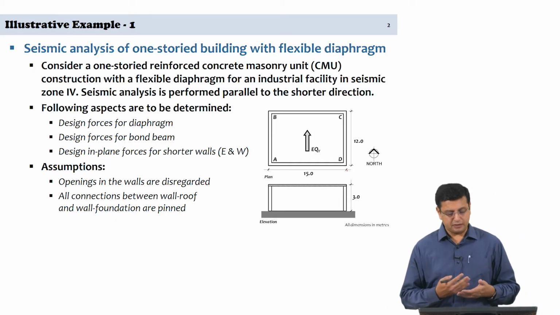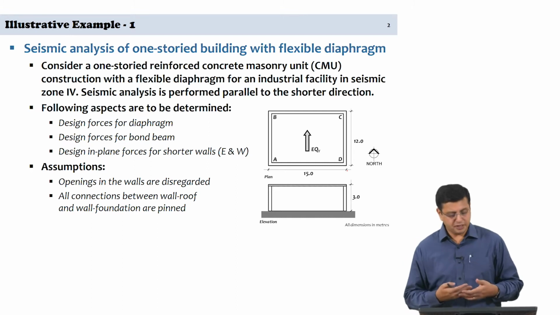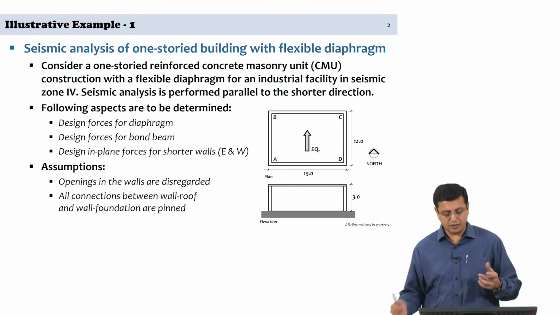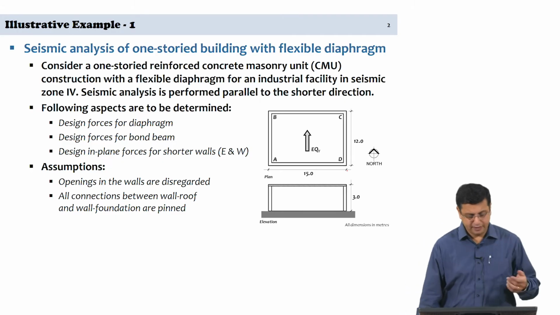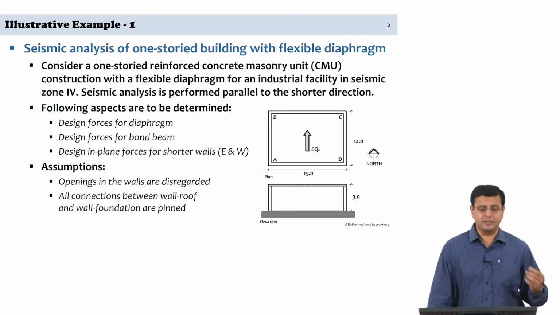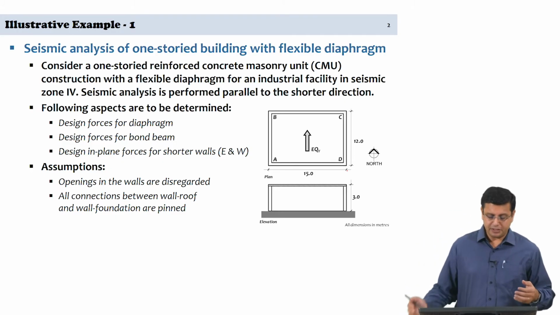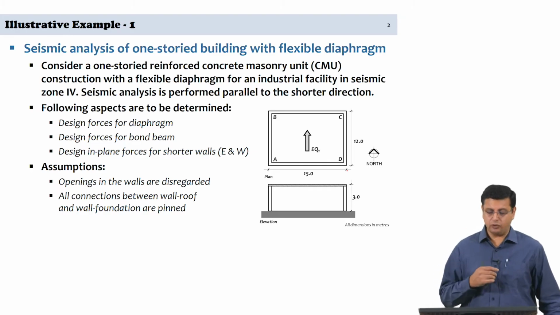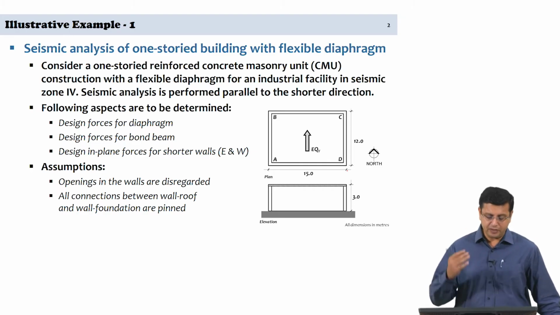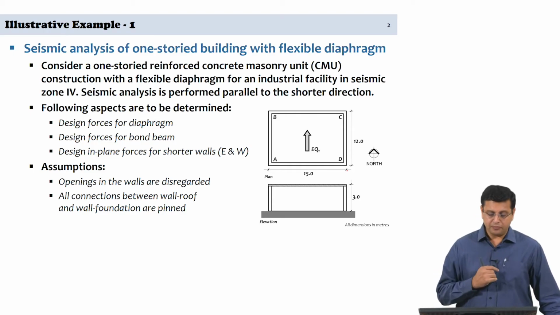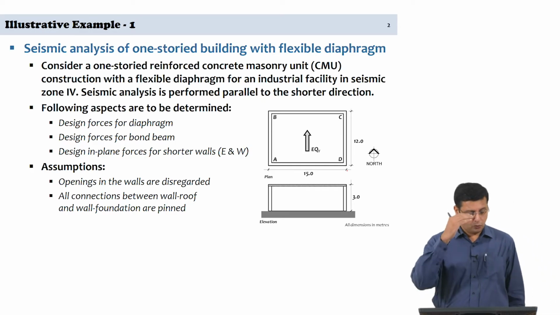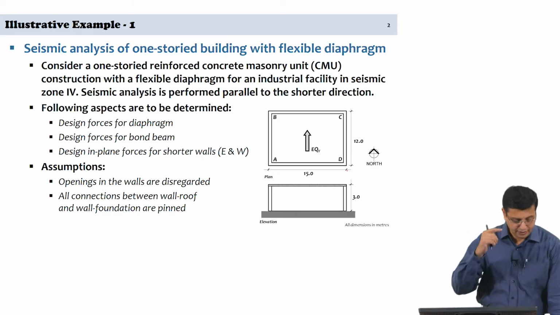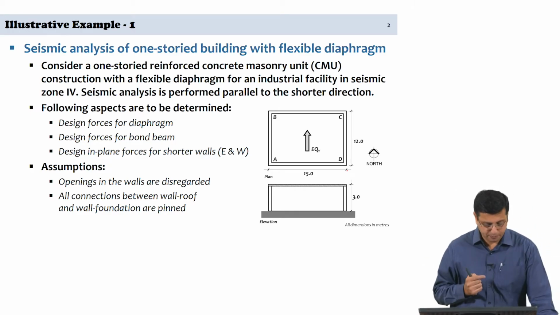At the interface between the wall and the foundation, you could have the damp proofing course. So, assuming that that boundary condition is pinned is an acceptable assumption. Here in this particular case, we are looking at a flexible diaphragm, and therefore, the restraints offered by the diaphragm to the wall are negligible, and therefore, we can again assume that the wall roof boundary condition at the top of the wall is pinned.